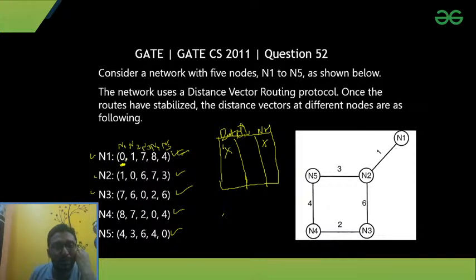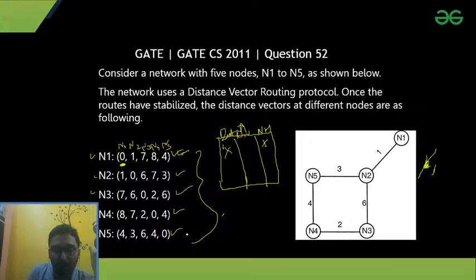From N1 to N1, we will incur zero cost. From N1 to N2, we will have one cost. You can see that in the figure: this link is of one cost. It is not an arrow here, so the links are undirected. These are the distance vectors that are given to us in the question.